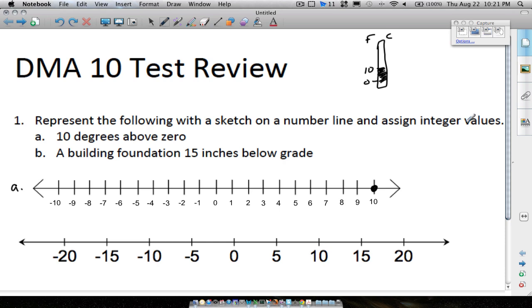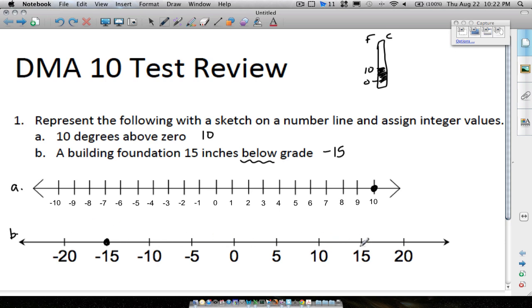We also want to assign an integer value to that. 10 degrees above 0 is a positive 10, so we can just write 10. We automatically assume it to be positive if we just write 10. Question B says a building foundation 15 inches below grade. 15 inches below grade means we want to be at a negative 15, and when we assign an integer value to that, we do want to write negative 15 there.